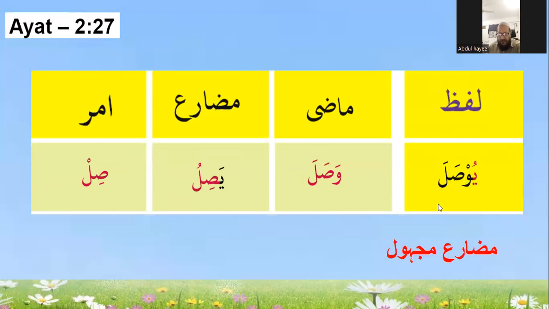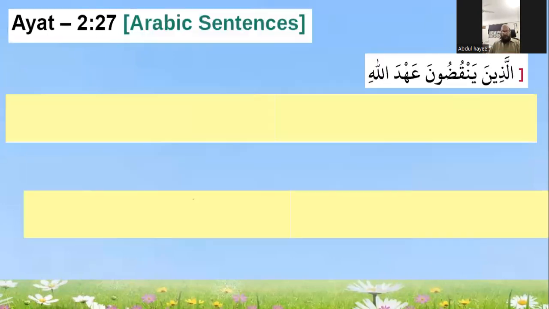And remember, yusala is a mudare majhul. How do we recognize it? The first letter has dhamma and the end letter has a fatha. That is the sign of mudare majhul. The first letter should have a dhamma and the end must have a fatha. So it is on the fu'ala pattern.